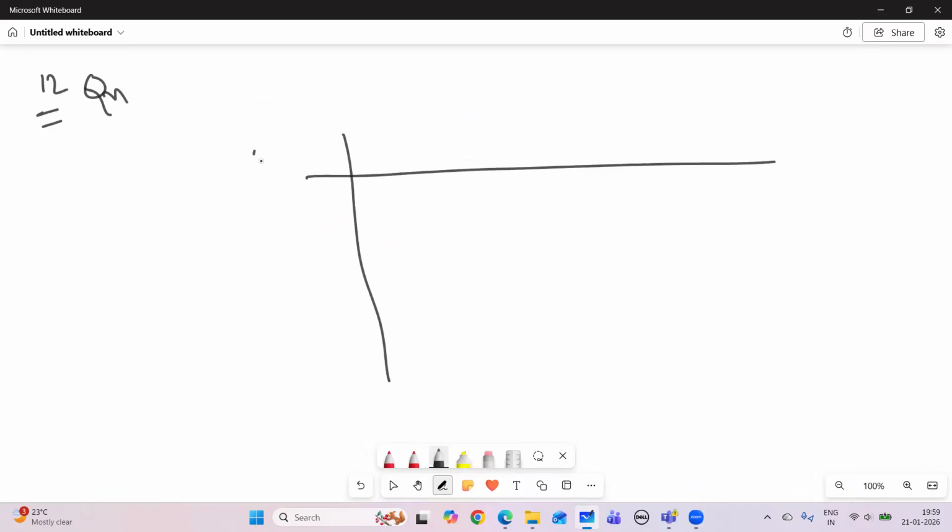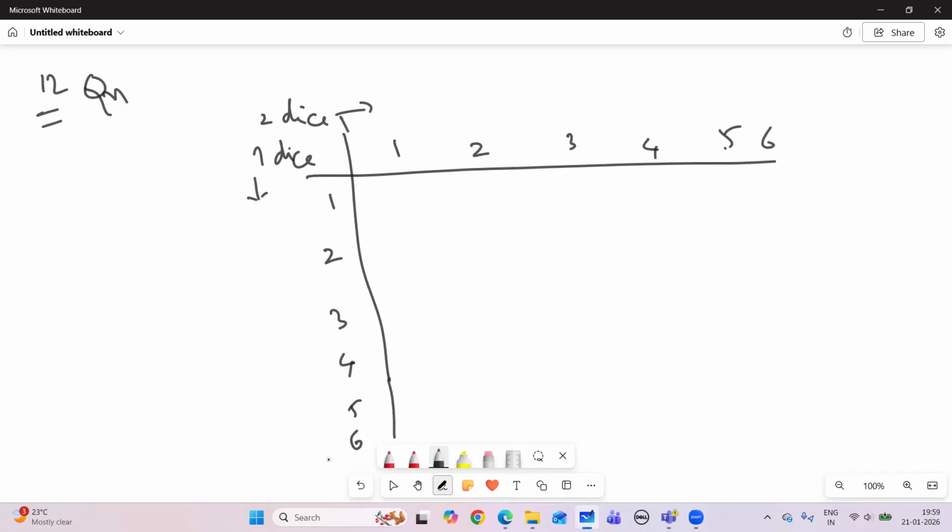Let this be the first die, and let this be the second die. 1, 2, 3, 4, 5, 6. These are the numbers that appear on the second die, and these are the numbers that appear on the first die. 1, 2, 3, 4, 5, 6. And we have to go for the product of them. If 1, 1 appears on the pair, the product is 1.